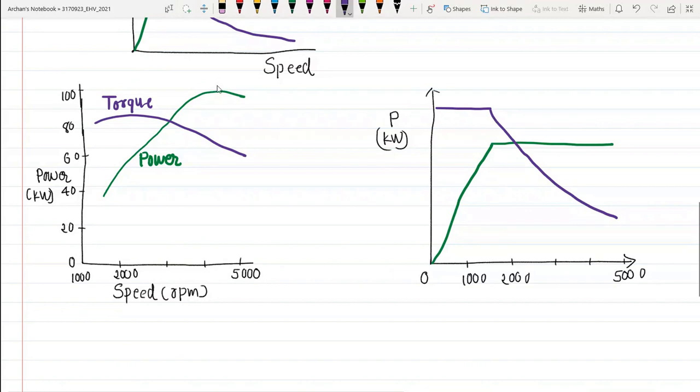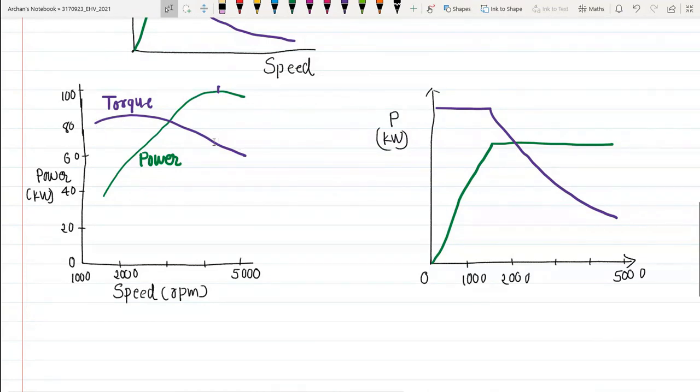And beyond this point, what will happen? See, this is my maximum power over here, right? And beyond this point, the engine torque decreases more rapidly with increasing speed. So this results in the decline of engine power output. In vehicular applications, the maximum permissible speed of the engine is usually set just a little above the speed of the maximum power output.